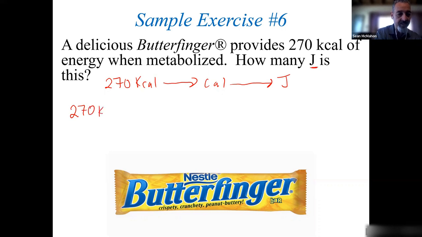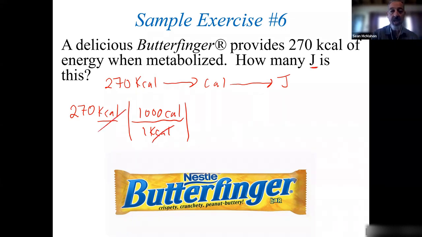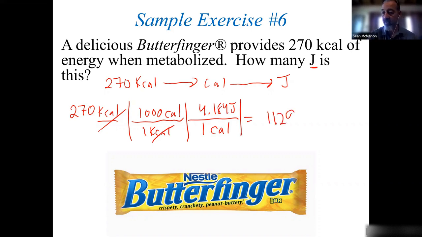270 kilocalories. Remember, I want to cancel out kilocalories, so that's going to go on the bottom. 1 kilocalorie is 1,000 calories. So that unit's canceled. And then from the previous slide, 1 calorie is 4.184 joules. Now that gives me a rather long answer. It's 1,129,680 joules.